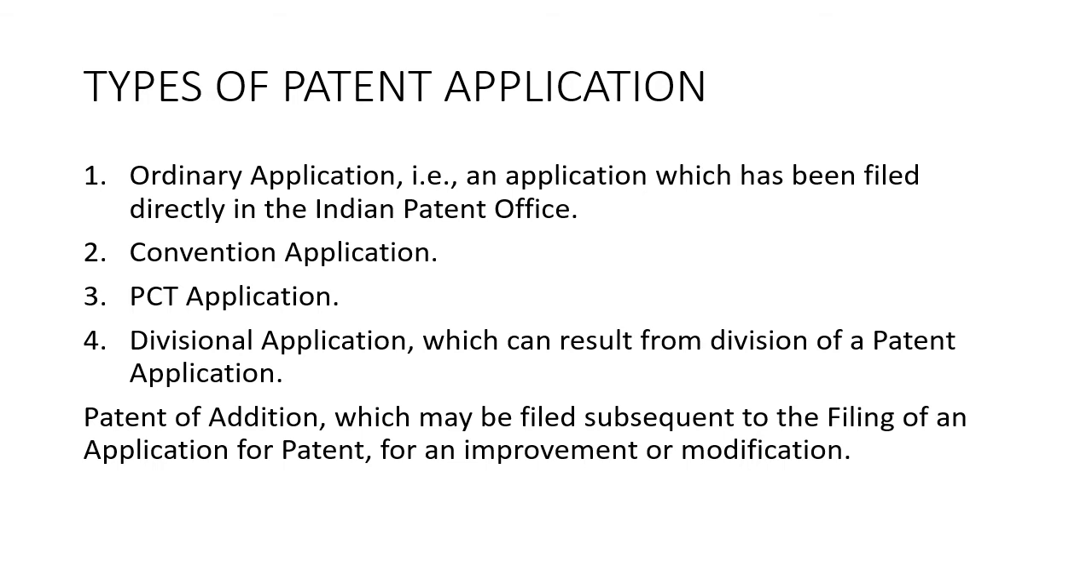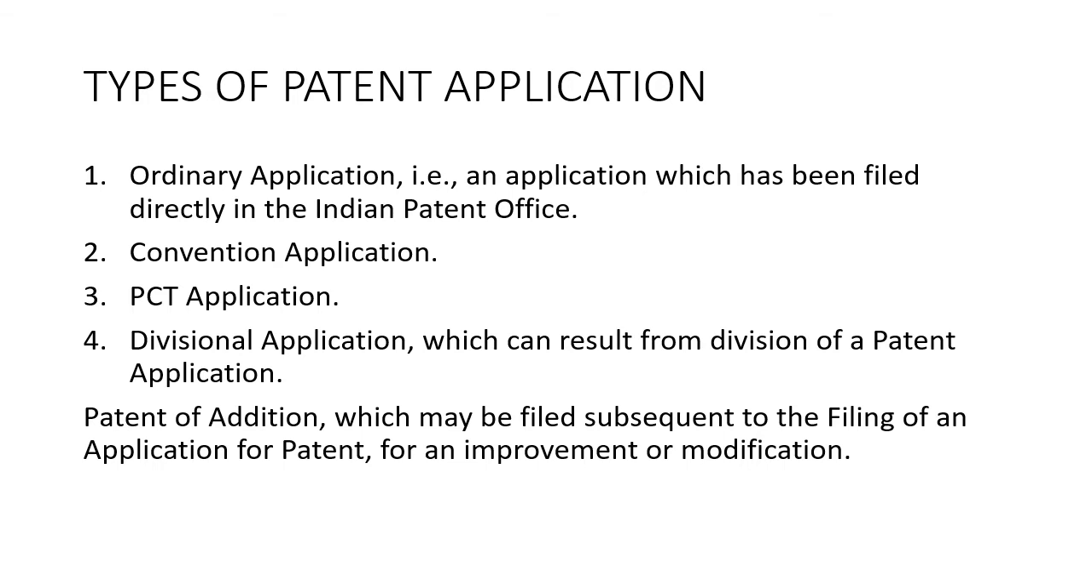Next, about the types of patent application. This is a brief description about the types of patent application. Mainly there are 4 types of patent application. First one is the ordinary application, that is an application filed directly in the Indian Patent Office. Second one is the convention application. Third one is the PCT application, and fourth one is the divisional application. Okay. And another type is a patent of addition.